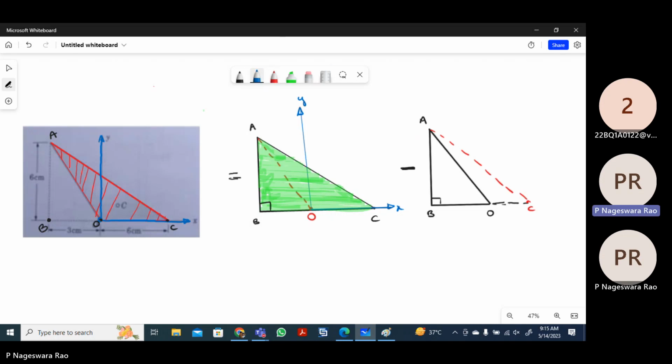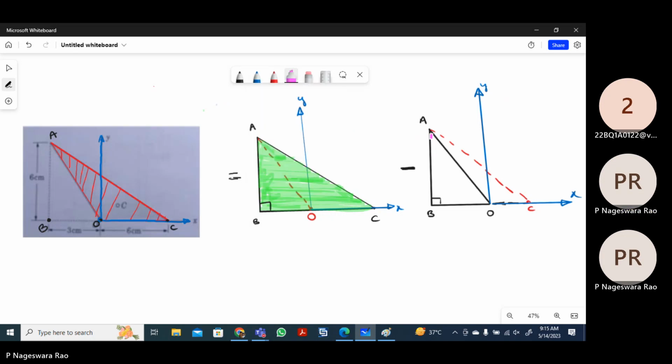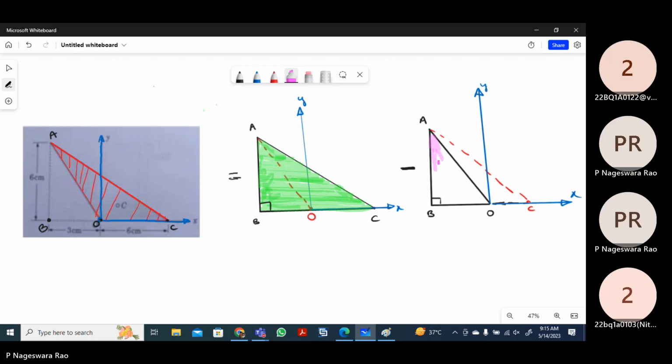And the origin is here at point O. This is the x-axis. So from this entire triangle ABC, I need to subtract ABO. For convenience, I'm shading this one also. Then only we will get the triangle AOC, whose centroid I need to find.